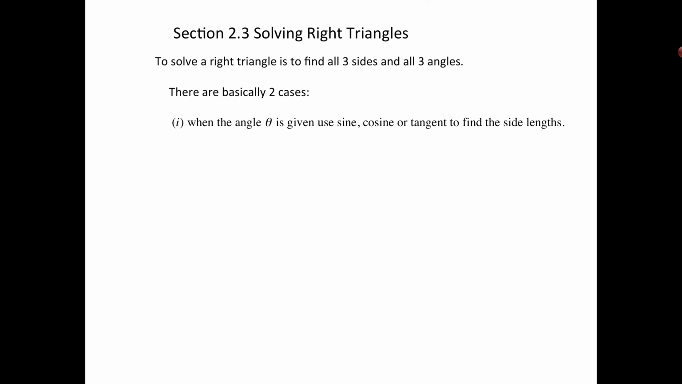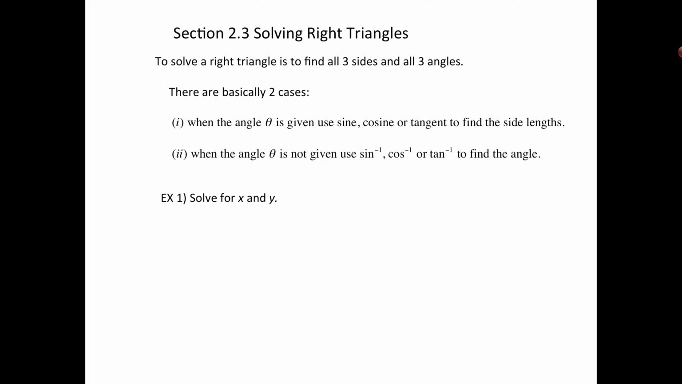If you're given an angle on the triangle, so for example it's a right triangle, so one angle is 90 degrees, but then some other angle is 20 degrees or whatever that is, you'd be using sine, cosine, or tangent to find lengths. The other possibility is the angle theta is not given, so then you would end up using either sine inverse, cosine inverse, or tangent inverse to solve for the angle.